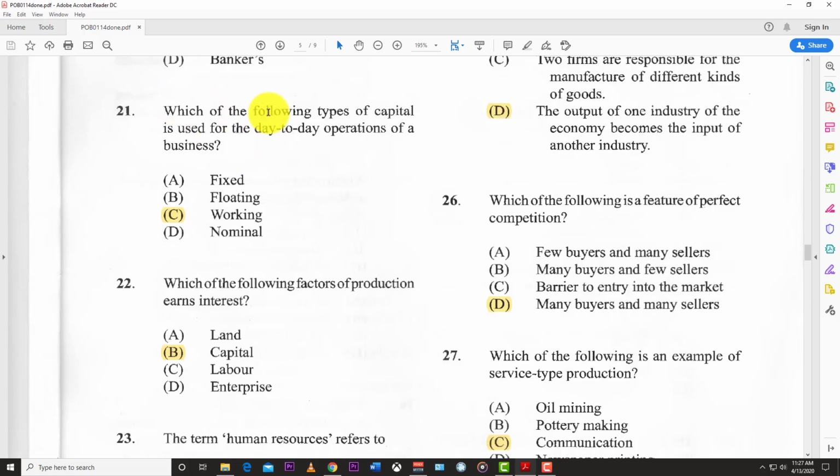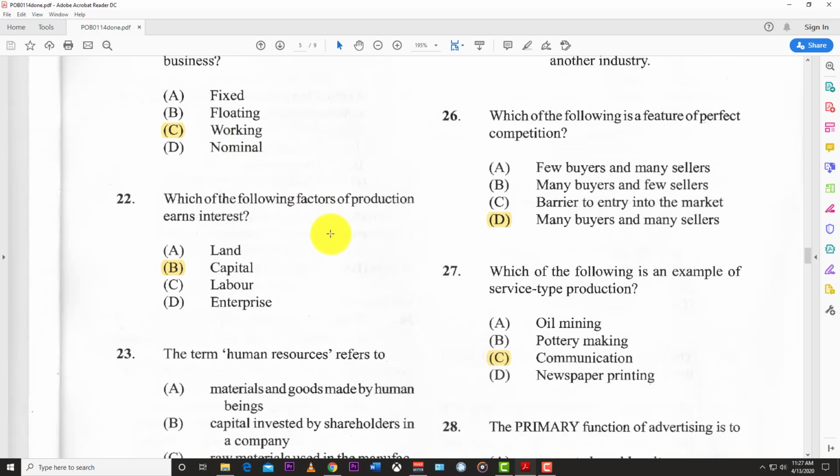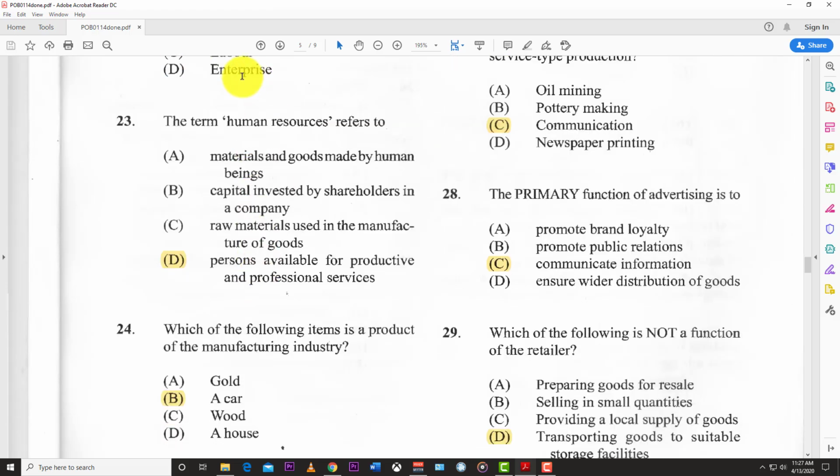21, which of the following types of capital is used for the day-to-day operations of a business? Day-to-day means working, so that's C, working capital. 22, which of the following factors of production earns interest? Land earns rent, labor earns wage or salary, enterprise earns profit, so capital earns interest.